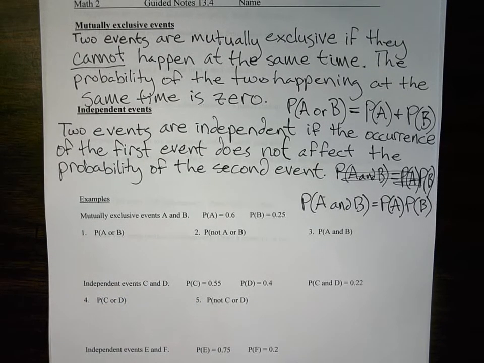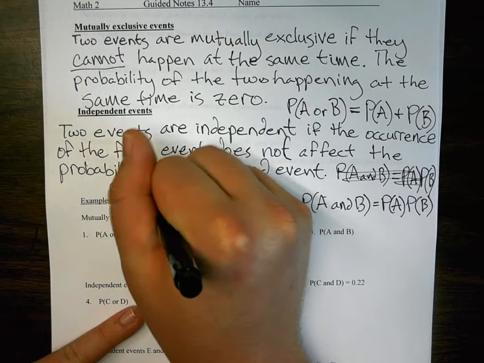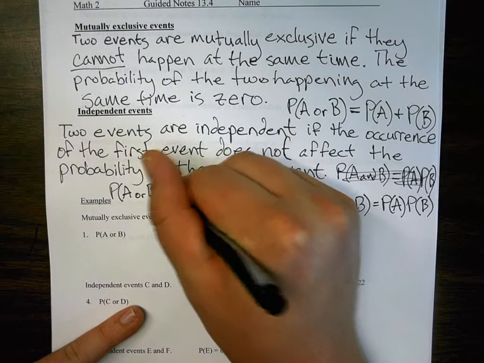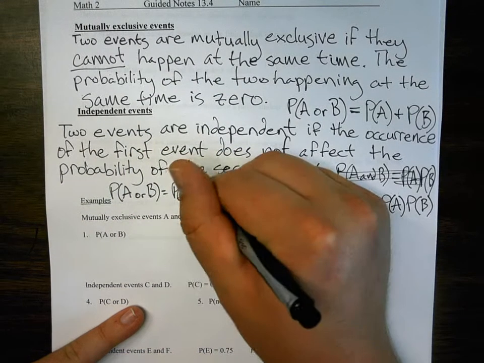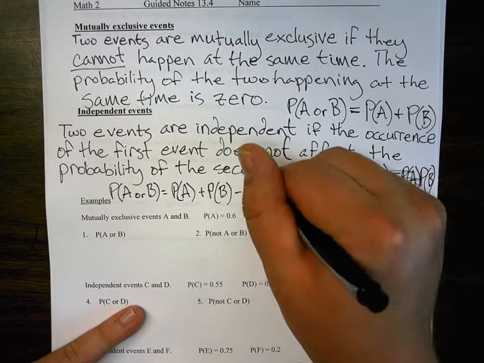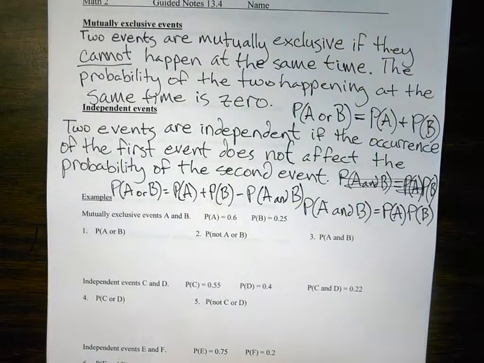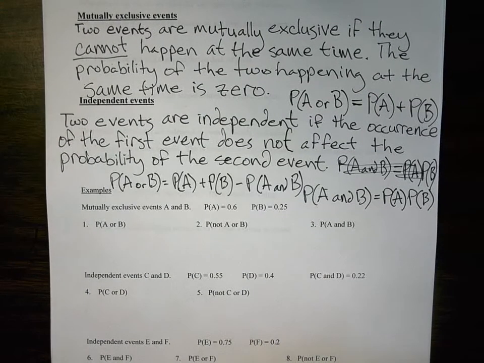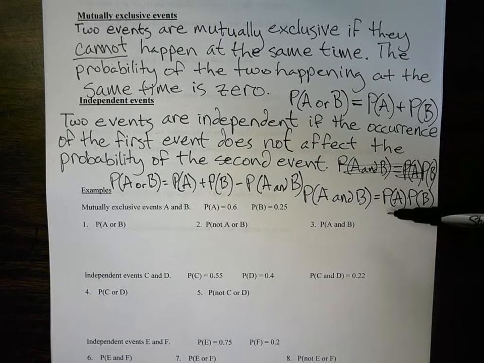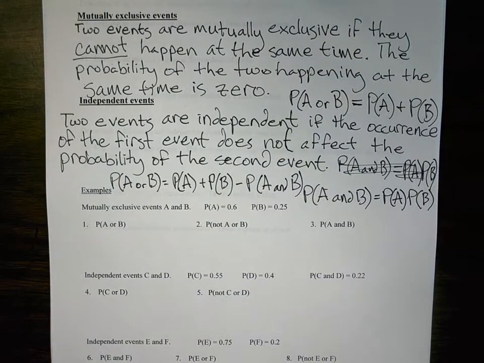There's another formula that we use for independent events for the probability of A or B. That's the probability of A plus the probability of B minus the probability of A and B. So knowing these three things: the formula for probability of A or B for mutually exclusive events, the probability of A or B for independent events, and the fact that the probability of A and B is the same as the probability of A times the probability of B, that's going to be important.